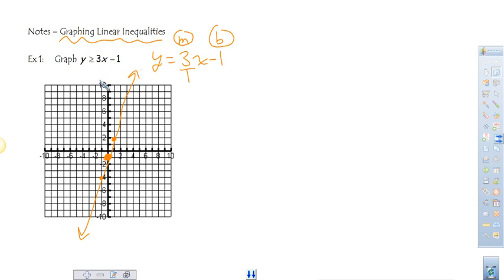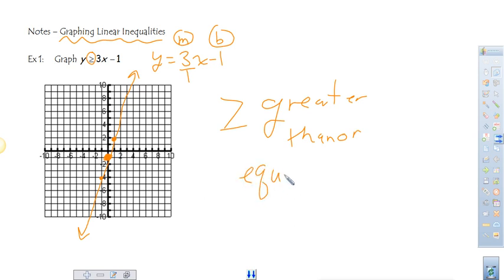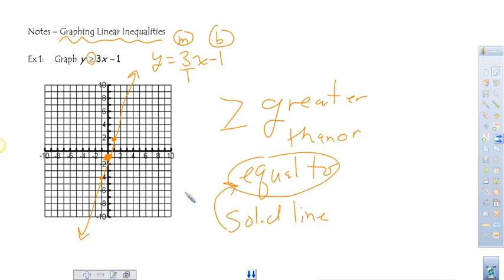And this is a solid line because this is greater than or equal to. The reason that it is a solid line has nothing to do with the greater than and has everything to do with the equal to. Because it's equal to, all the points along this line are possible answers. So it has to be solid.